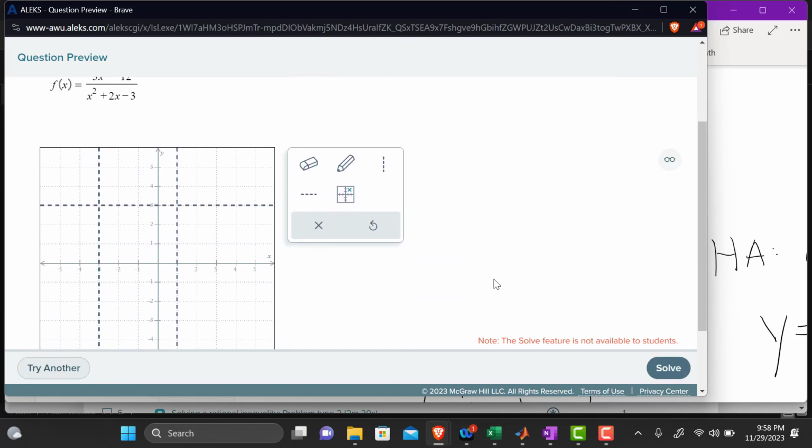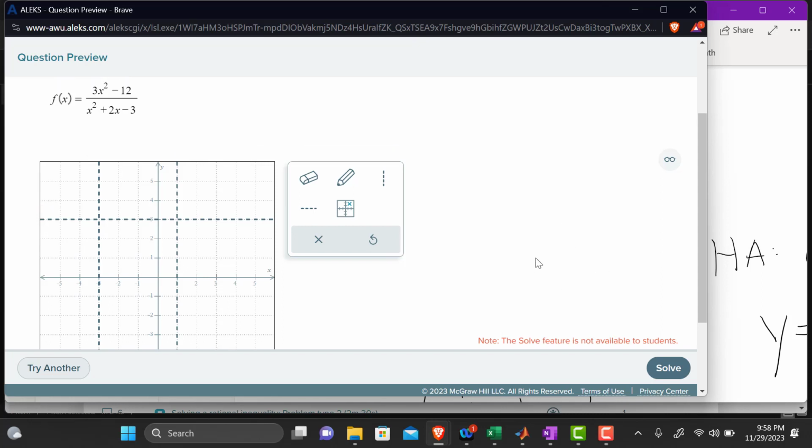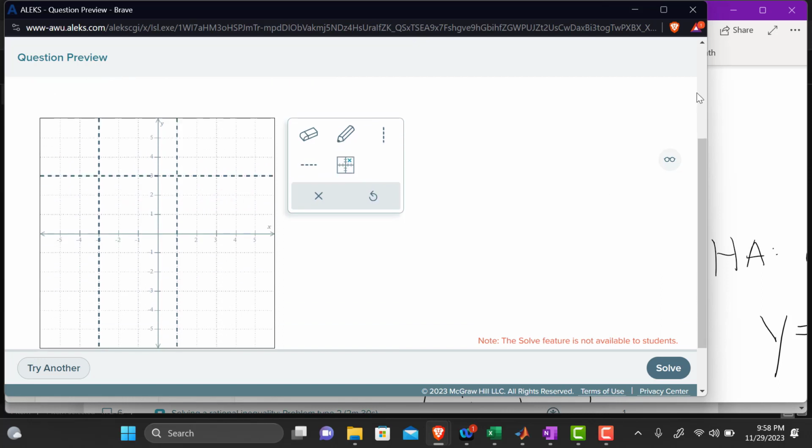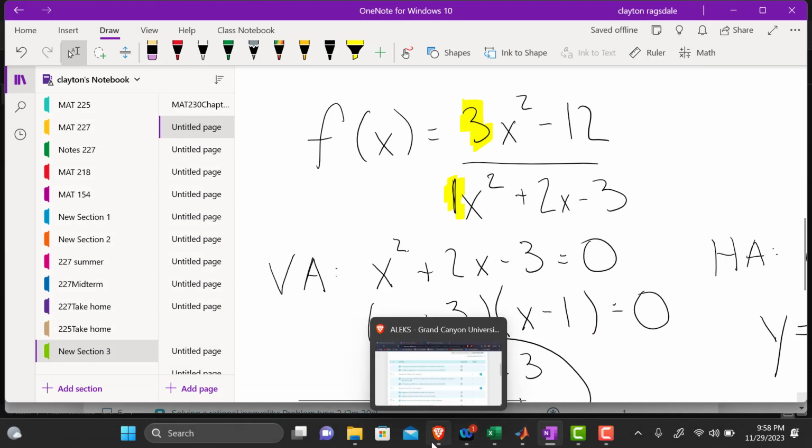All right, so still the same process. Set the denominator equal to 0 for the vertical asymptote, and then we are looking at the case for the horizontal asymptote. There's actually 3 cases. We've looked at 2 of them. Let's go back.